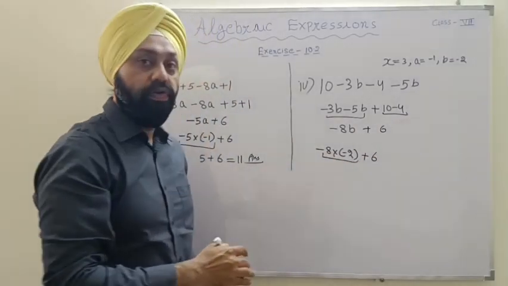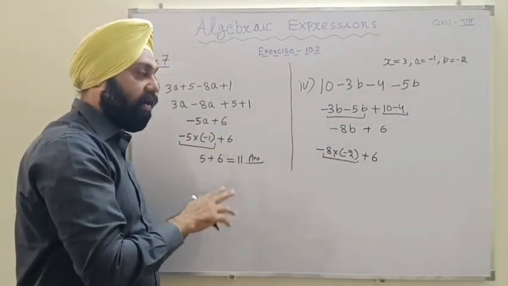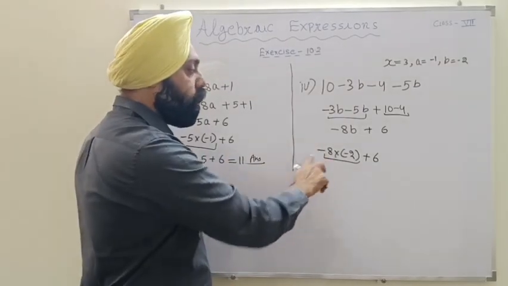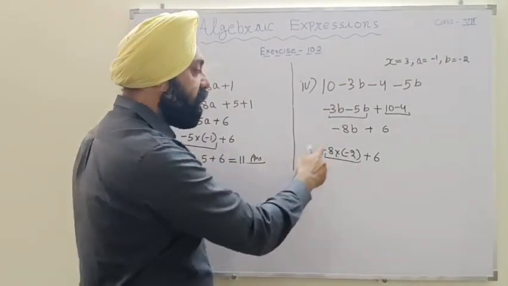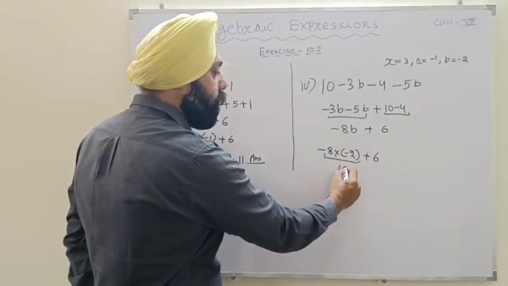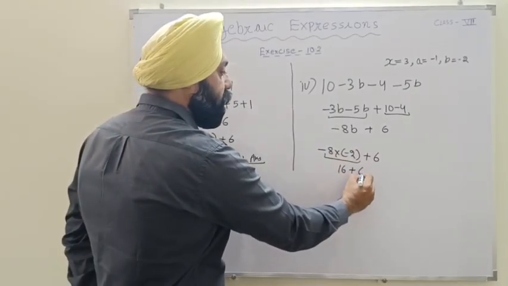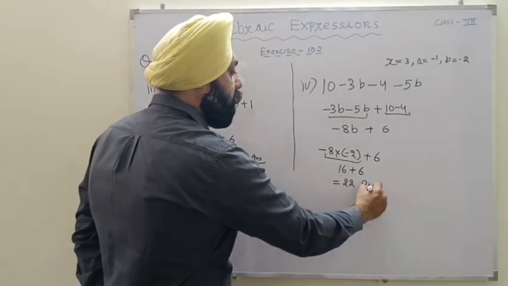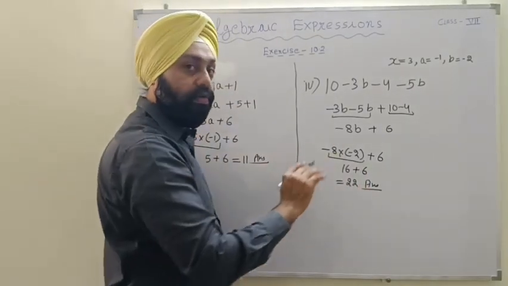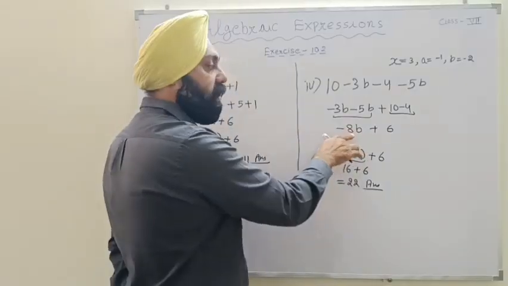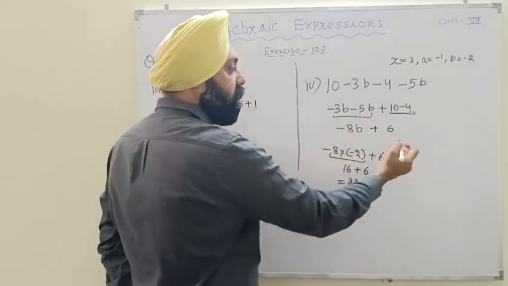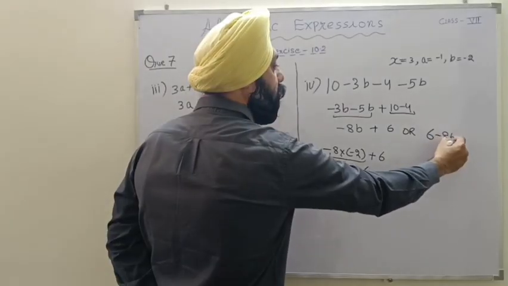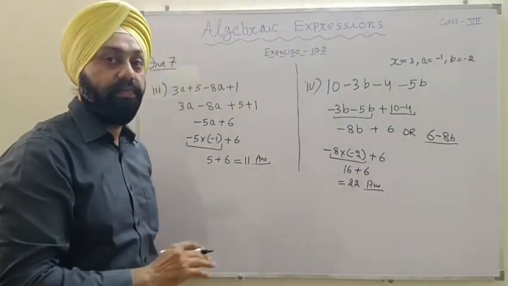So as I have told you earlier, whenever we are having minus and we are having multiplication, we count the number of minus signs. So again there are two minus signs, 2 is even, so the answer is positive. So 8 into 2 will be positive 16 and 6, so 22 is the answer. And one thing I would like to also share with you is that you can write minus 8b plus 6, or you can also write it as 6 minus 8b. Both are the same.